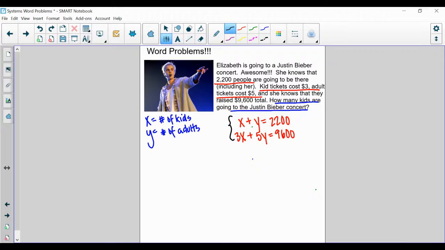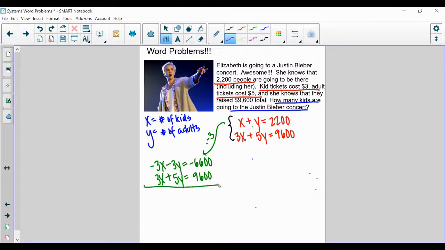Hopefully you remember from Mrs. Bix's video from yesterday that this is a great system to use elimination on. So what I'm going to do is multiply my top equation by -3. When I do this, I end up with -3x minus 3y equals -6,600. I'm going to copy down my bottom equation, which is 3x plus 5y equals 9,600.